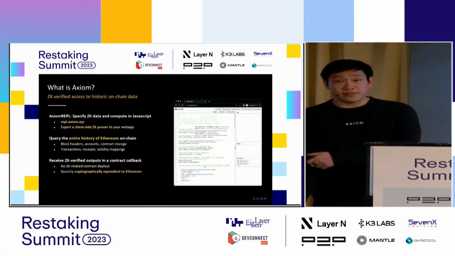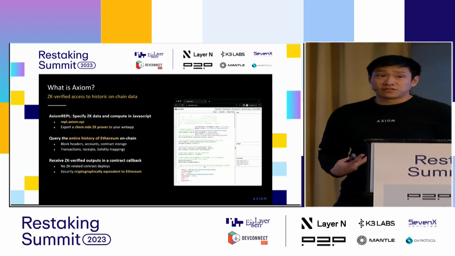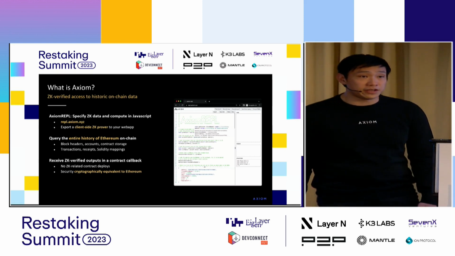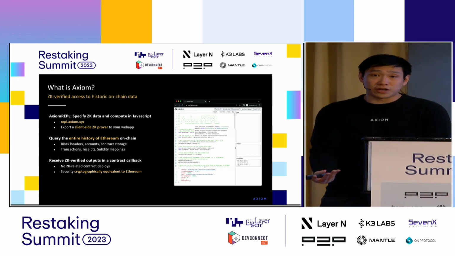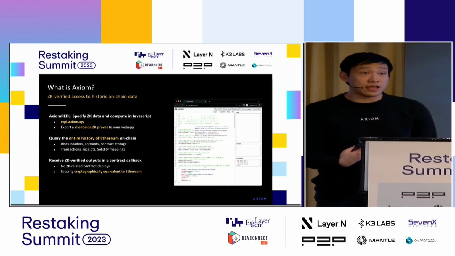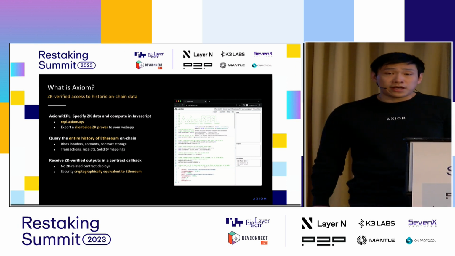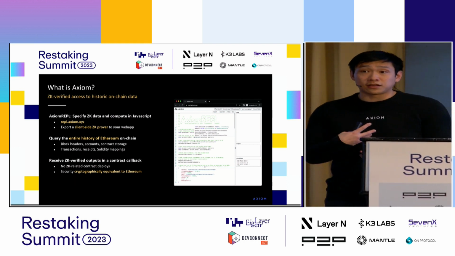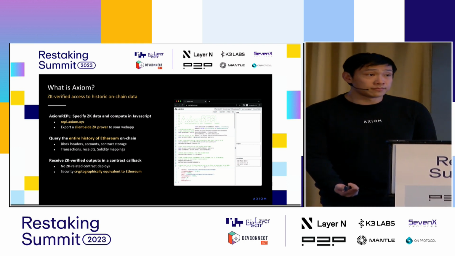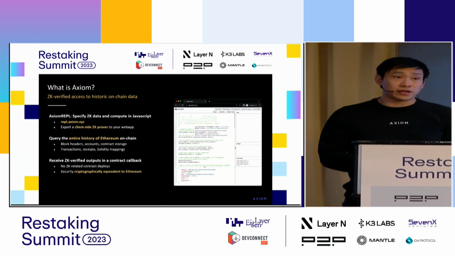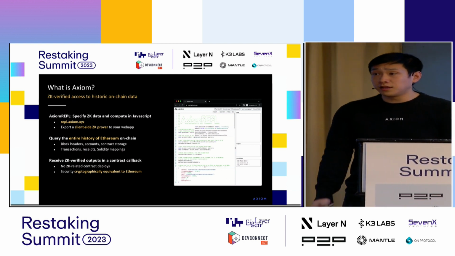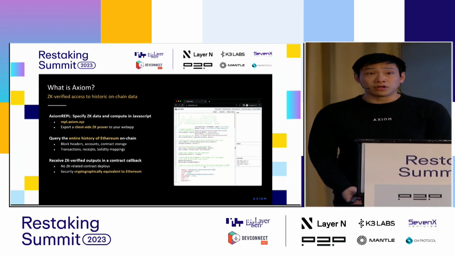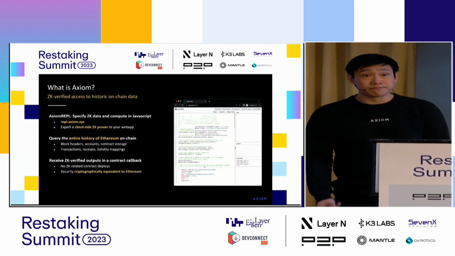So first of all, what is Axiom? Axiom provides smart contracts on Ethereum, in particular your AVS slashing smart contract, with ZK verified access to any piece of data from the entire history of Ethereum and ZK verified compute over that data. So that includes things like transactions and receipts that are traditionally not accessible from within the EVM.